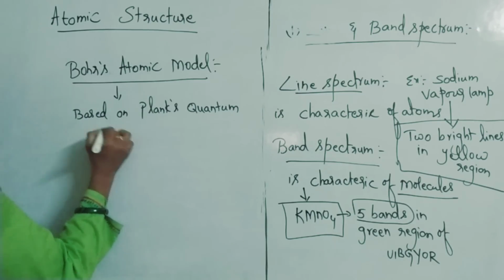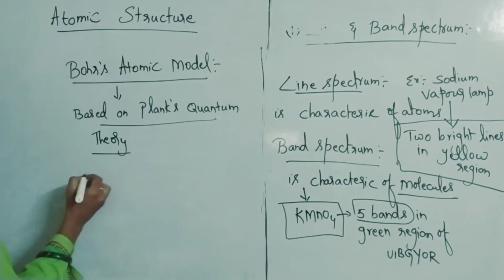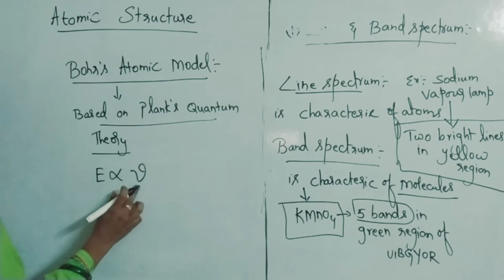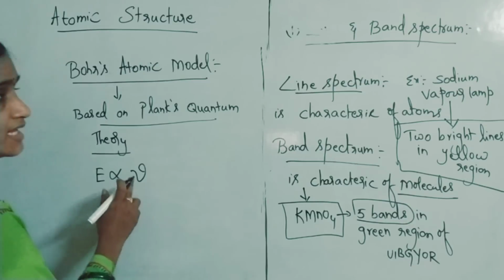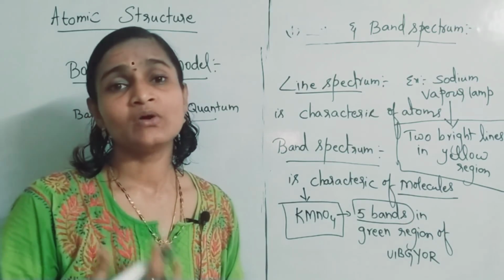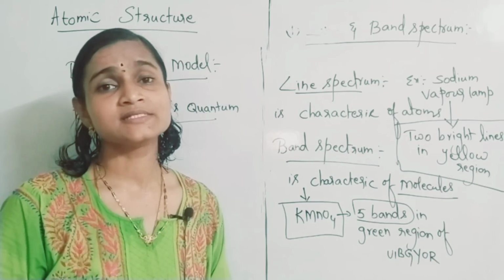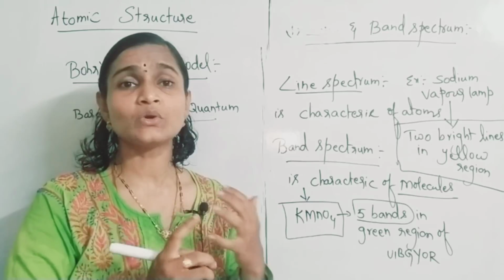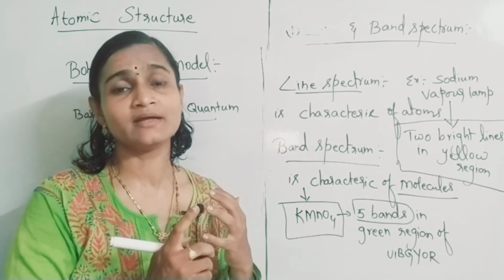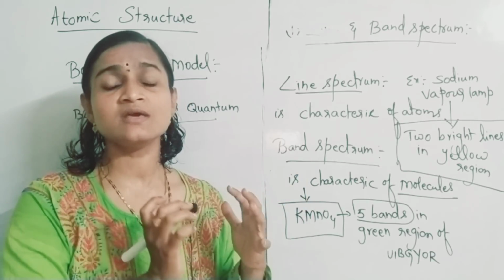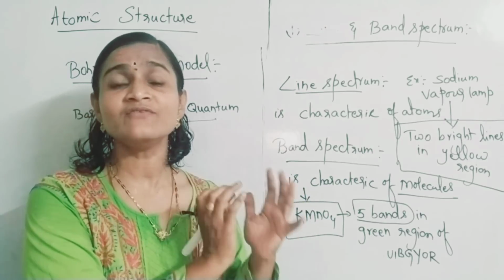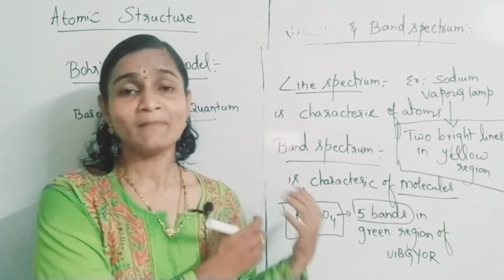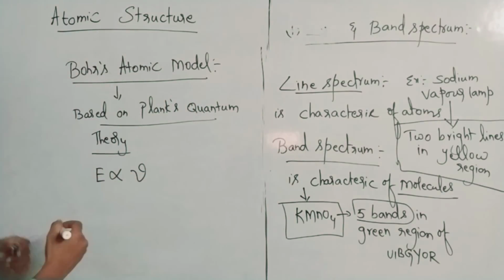So what did Max Planck propose? The energy of electromagnetic radiations is directly proportional to frequency. As long as an electron keeps revolving in the same orbit, its energy is fixed. Energy will be radiated in the form of small packets called quanta. That is what Max Planck told. Please understand the point carefully.